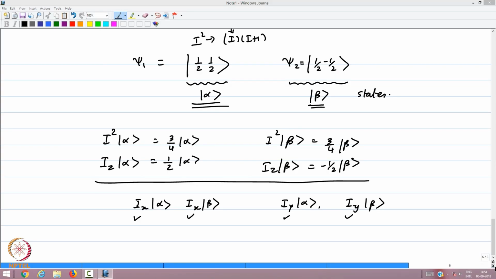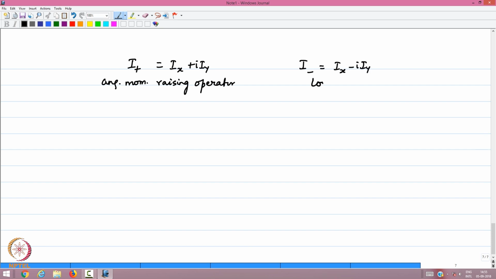To calculate this, there is a very standard method, namely to first define a pair of operators: I plus, the spin angular momentum raising operator, we will see why it is a raising operator, and the other one, I minus, defined as Ix minus Iy, the lowering operator. We'll see in a few minutes why these names raising and lowering come in.